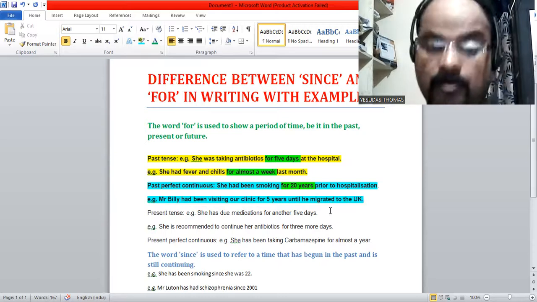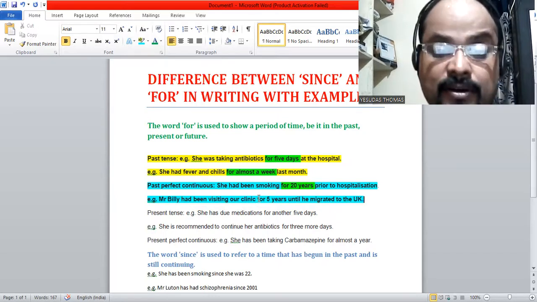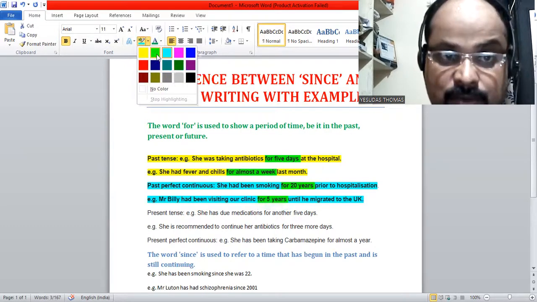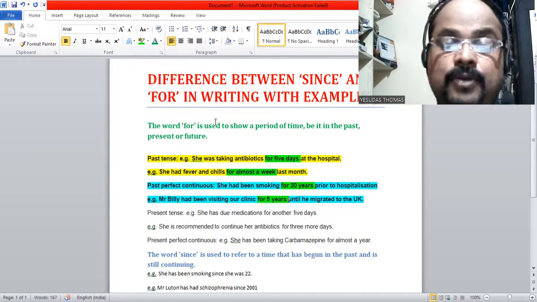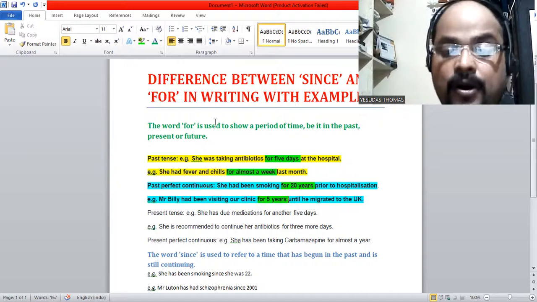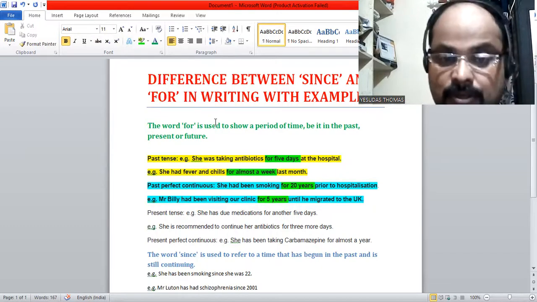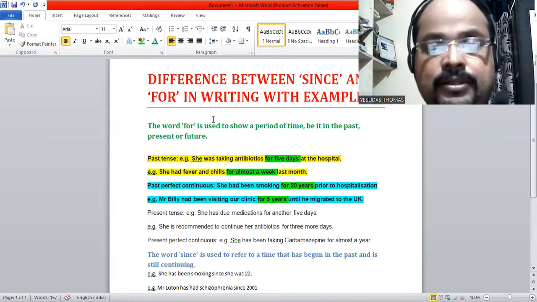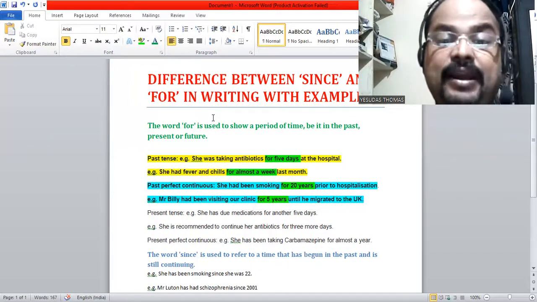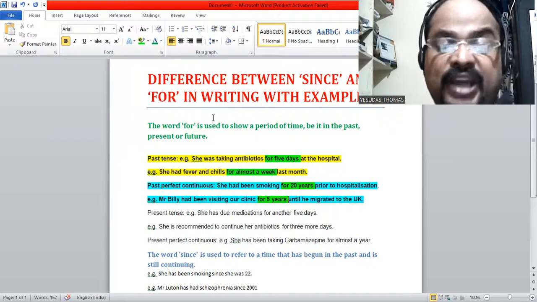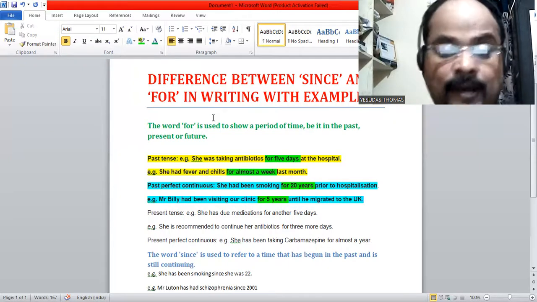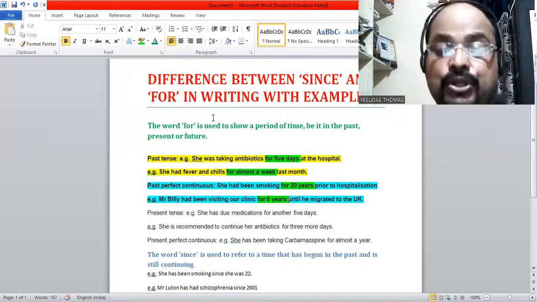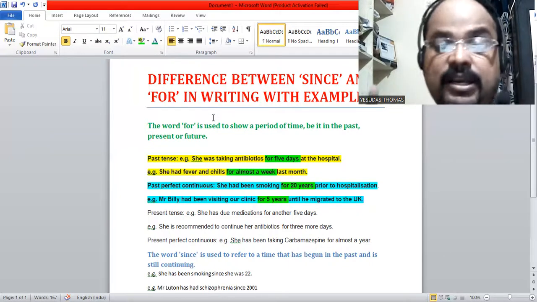So for 5 years he had been visiting. Right now he's not a visitor. So that's past tense. For how long? Let's see how long she was taking antibiotics: for 5 days. How long she had fever and chills: for almost a week. How long she had been smoking cigarettes: 20 long years, for 20 long years.